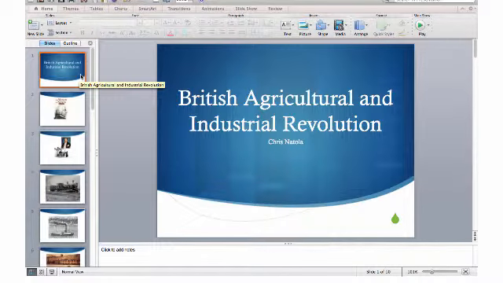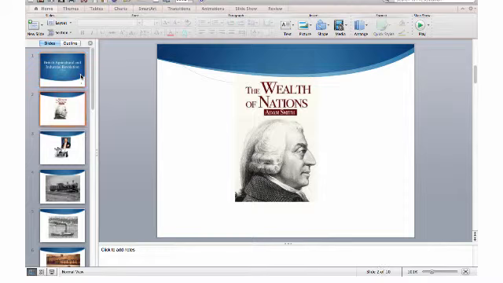So students, for today we are going to talk about the British Agricultural and Industrial Revolution. We'll start in 1776 with the publication of Adam Smith's Wealth of Nations. A few main points from the Wealth of Nations is the idea that the economic system is automatic and, when given substantial freedom, able to regulate itself.